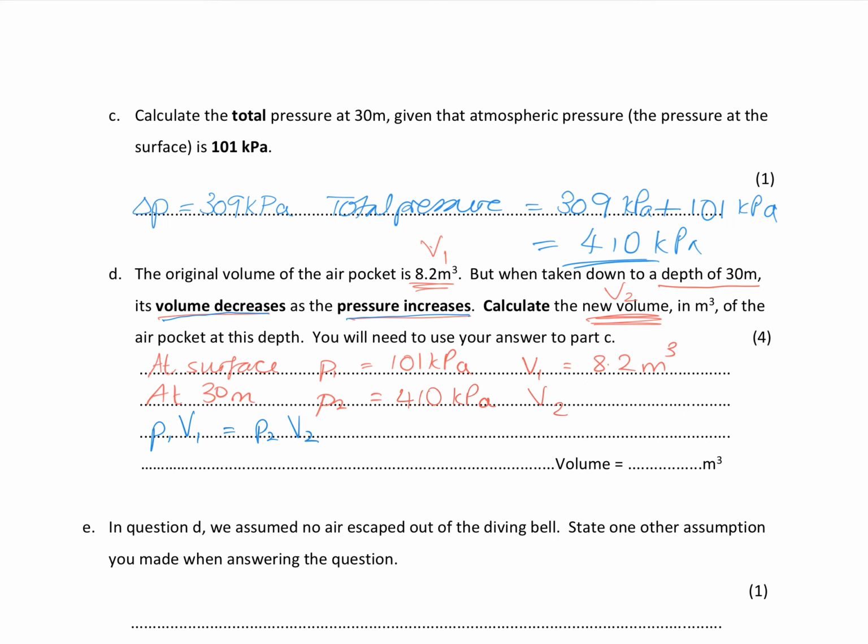So let's just plug the numbers in. What are we trying to find? V2. Let's get V2 on its own. So to do that, we need to divide both sides by P2. So that becomes P1V1 divided by P2 is equal to V2. So that's what we want to find. So let's plug the numbers in now. And it's so easy once you've laid it out.